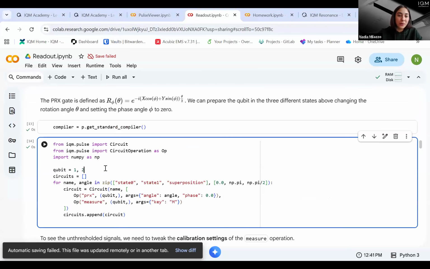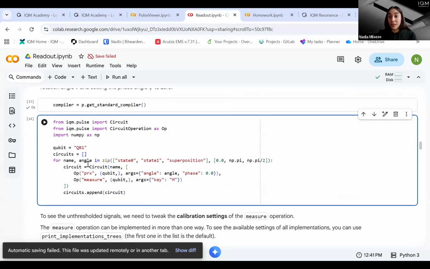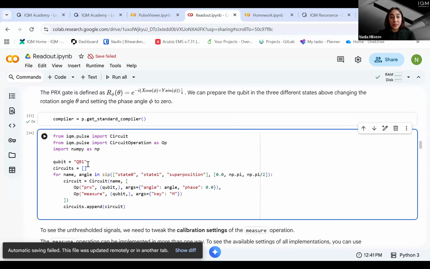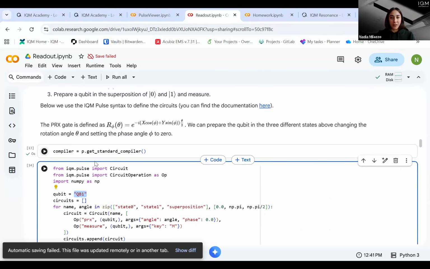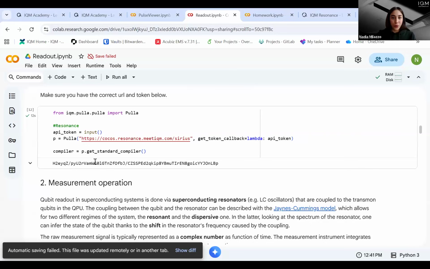step. So here, this is not the right way of calling the qubits. We need to actually call them as a string. So let's say here we want to manipulate qubit 1. It could be whatever qubit in the QPU. So this is the way of calling the qubit. And I think this was the error before.